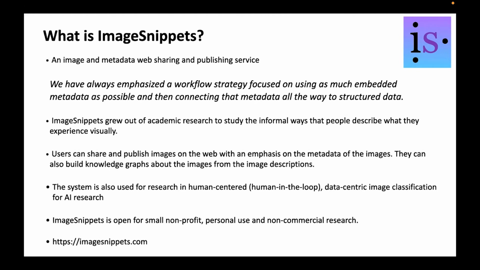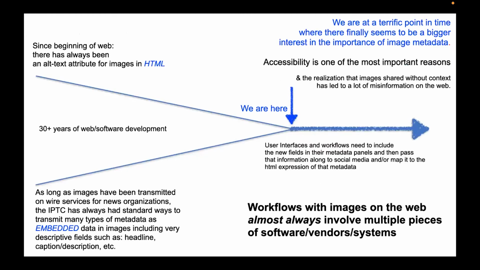So one of the places where we're working is very much at the intersection where the human is getting in the loop of looking at where those annotations come from AI, and then changing those to be something that would be actually useful. And we're building knowledge graphs about the images from the image descriptions. Okay, so this image illustrates a couple of things that have been said already, which says that since the beginning of the web, there's always been the alt text attribute for the images in the HTML.